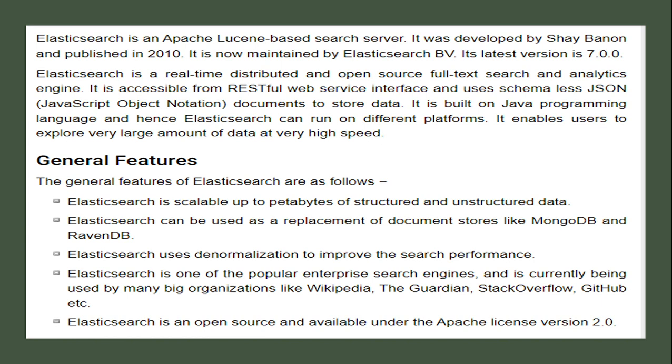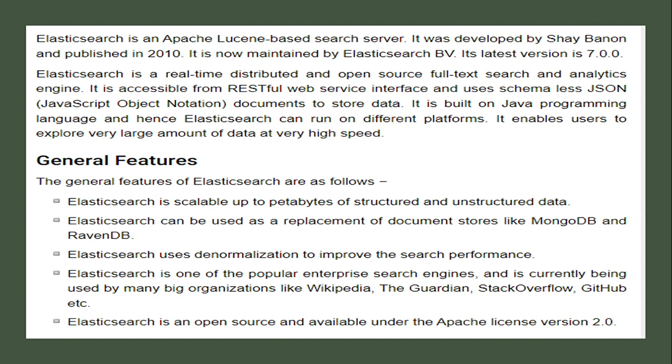Elasticsearch is a real-time distributed and open-source full-text search and analytics engine. It is accessible from a RESTful web service interface and uses schema-less JSON, JavaScript Object Notation documents, to store data. It is built on the Java programming language and hence Elasticsearch can run on different platforms. It enables users to explore very large amounts of data at very high speed.